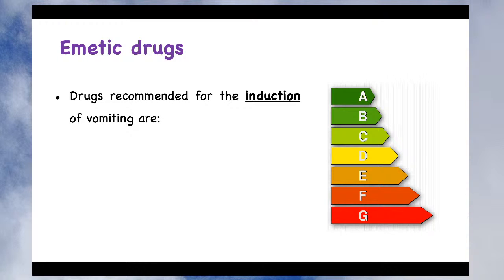When you give the emetic substance, it will expel all the content that was recently consumed by that person, and it will avoid its absorption into systemic circulation, because symptoms will start only when the poison is absorbed from your GIT and goes into your systemic circulation. So these are the drugs recommended for induction of vomiting. There are especially two kinds of drug we are using. One is apomorphine hydrochloride, and the second one is Ipecac syrup.